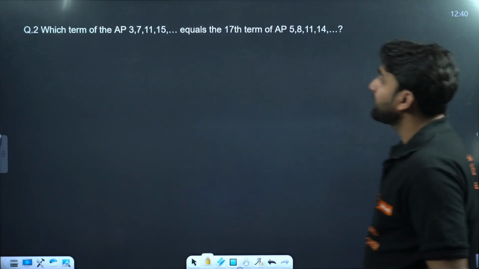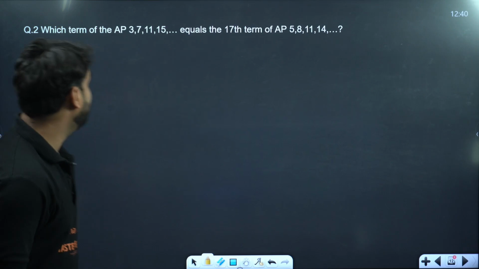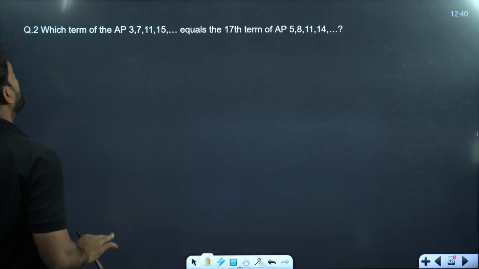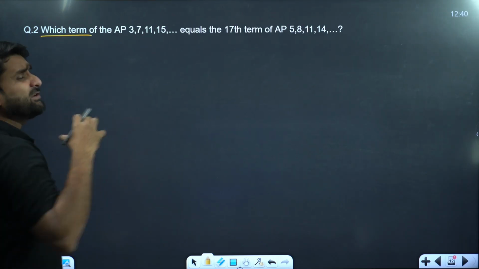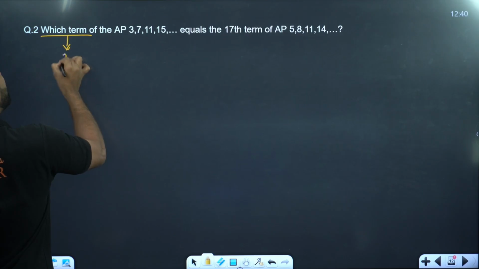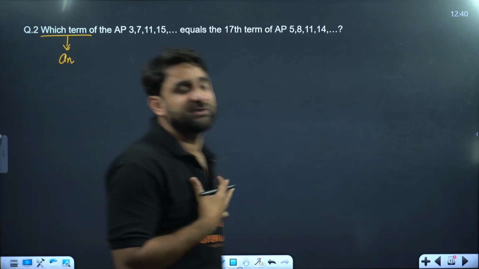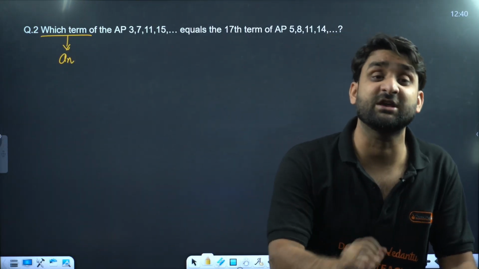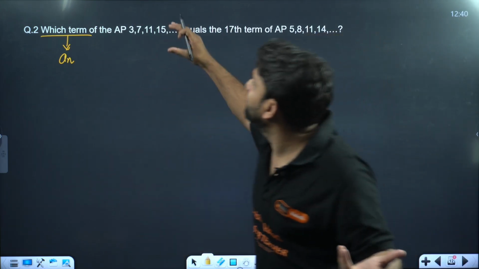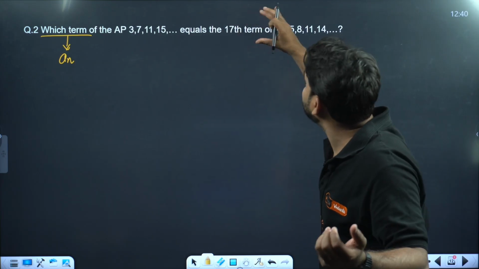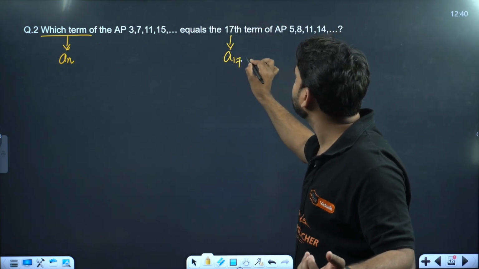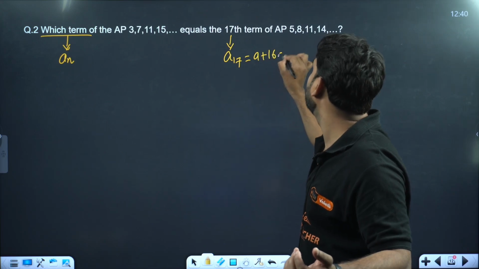Moving to next. Which term of this AP is equal to the 17th term of this AP? Whenever which term comes up in any question, my dear students, always assume that as the nth term, because we don't know the position of the term. The question is asking which term, so we can let that be the nth term. So the 17th term of this AP will be equal to a plus 16d.